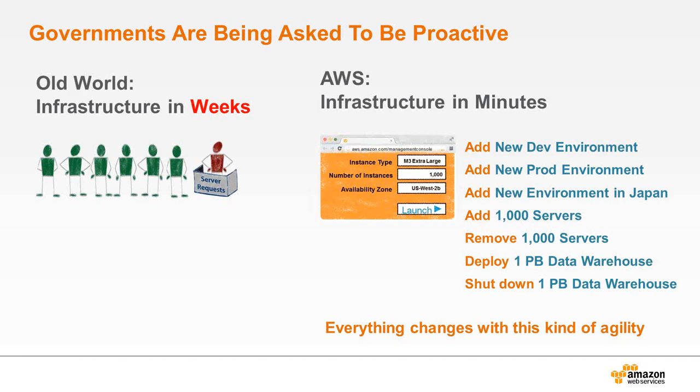In the cloud, you can instantly spin up and down clusters, petabyte-sized data warehouses, and new production or development and test environments at a moment's notice. Everything changes with this kind of agility, and it enables entities to be more responsive to the needs of the citizens and internal customers. One of the great things about AWS is that you have 100% control of your data and you keep control of your intellectual property.